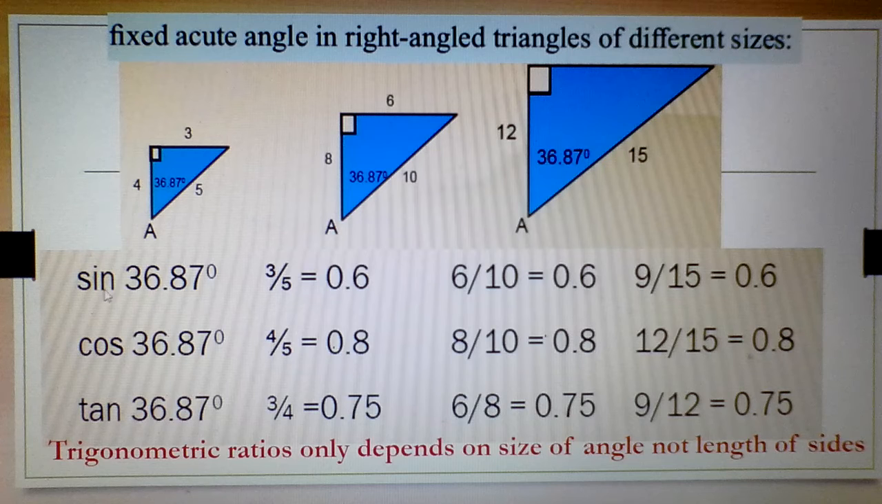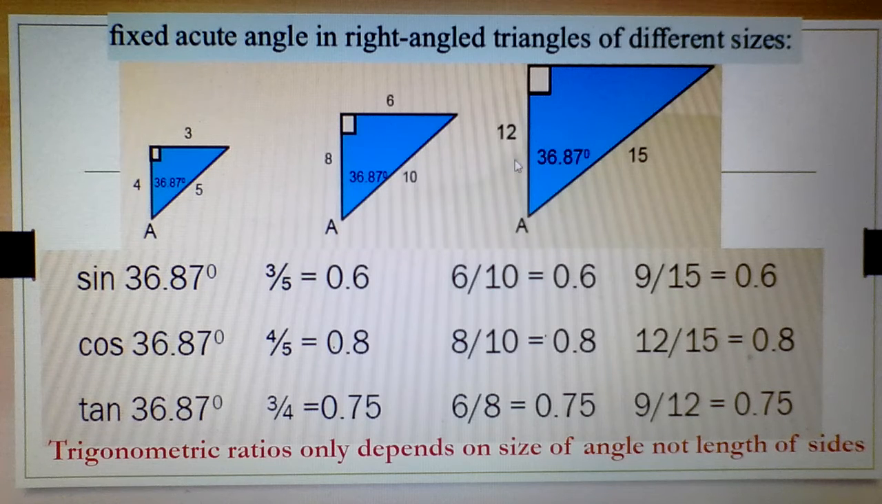Okay, now we look at one by one. Sine 36.87. So look at the first diagram, the small one, 36.87. So from the first diagram, we get 3/5. Okay, opposite over hypotenuse. So 3/5, 0.6. If we use the second one, it becomes 6 divided by 10, but also 0.6.